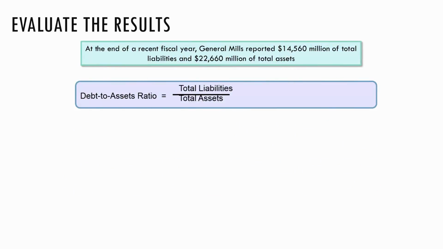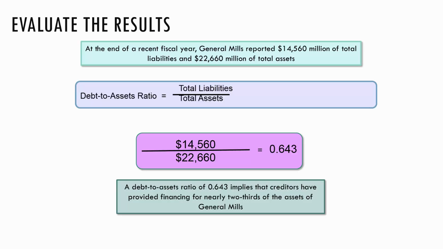General Mills reported 14,560, that would be million, so that's 14,560,000,000 of total liabilities and 22,660,000,000 of total assets. So their debt to asset ratio is 0.643. So the creditors have provided nearly 2/3 of the assets of General Mills, or nearly 2/3 of the assets of the company are supported by debt.